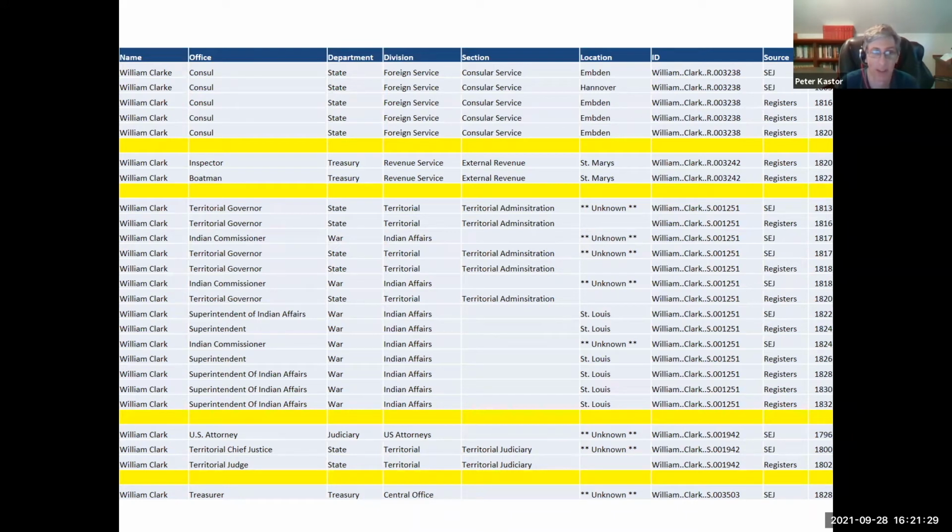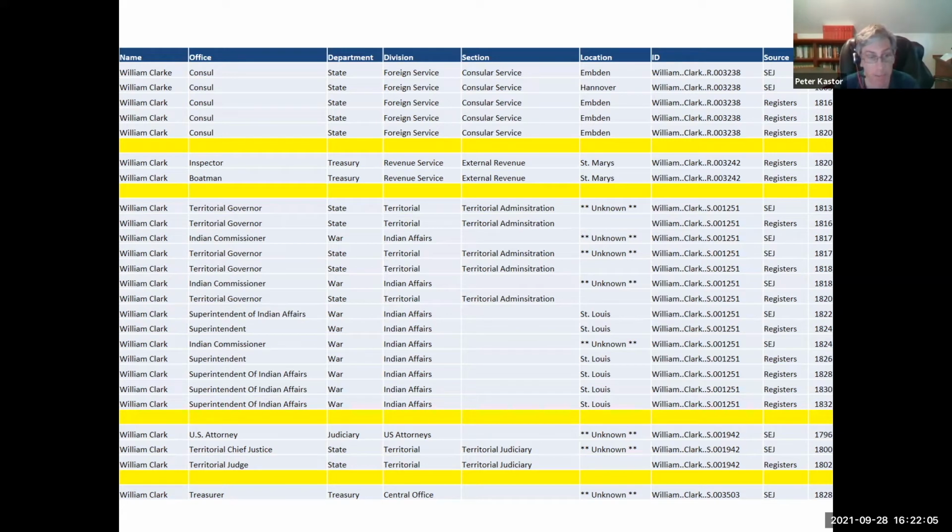There is a William Clark, whose name was spelled with an E and without an E, who served as the US consul in Germany, in the German port towns of Emden and Hanover. And as you can see, we've got him being nominated in the Senate Executive Journal and then recorded in the registers. There is then a William Clark who was a commercial official. He was a boatman, which meant he literally ran the boat that would go to a ship and inspect it when it arrived. And he's also the inspector in St. Mary's, Maryland.